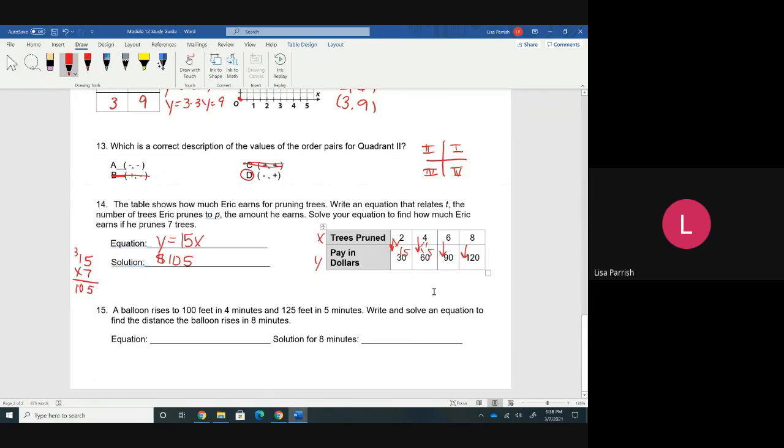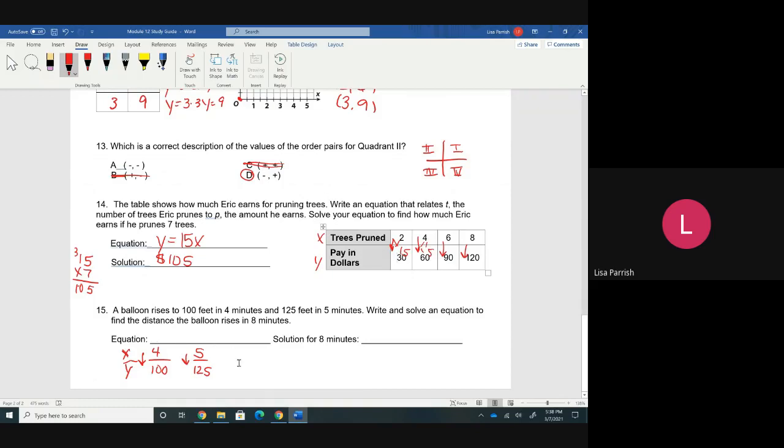Last question. A balloon rises 100 feet in 4 minutes, 125 feet in 5 minutes. Write and solve an equation to find the distance the balloon rises in 8 minutes. Well, you might be able to figure that out with these numbers, but they need an equation. So I'm just going to make a little mini table down here with my X and Y. We'll have minutes to feet. So I've got to figure out how I'm getting from 4 to 100 and 5 to 125 because I need that rule in order to write my equation.